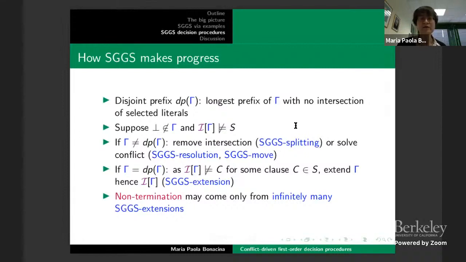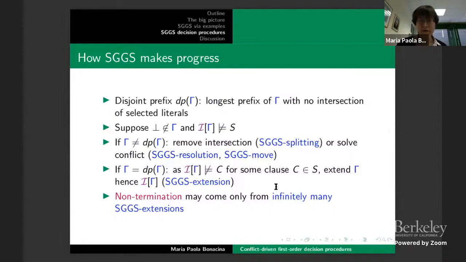Well, first, let's remember how SDGs makes progress. In SDGs, we call the joint prefix of the trail the longest prefix with no intersection of selected literals. Now, suppose that the problem is not solved, which means we didn't get to the empty clause, so we didn't find unsatisfiability, and we didn't find the model yet. So there are two situations. Either the trail is different from its disjoint prefix, or else it is equal. If it is different, it means that either there is some intersection between selected literals that we remove by SDGs splitting, or else there is a conflict to be solved. If they are equal, but the set of clauses is not satisfied, it means that for some clause in the set, some ground instance is not satisfied, and then extension applies to extend the trail and therefore the current interpretation.